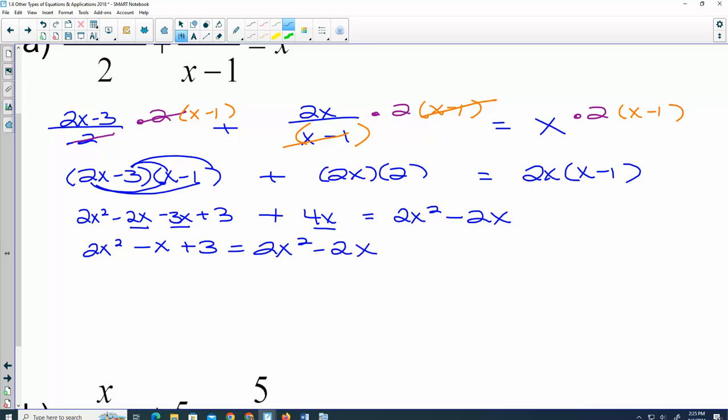What would you do now? Subtract my 2x squared. Lucky for us, that cancels out. So I have negative x plus 3 equals negative 2x. I can add my x over. Divide by negative 1, and x is negative 3.